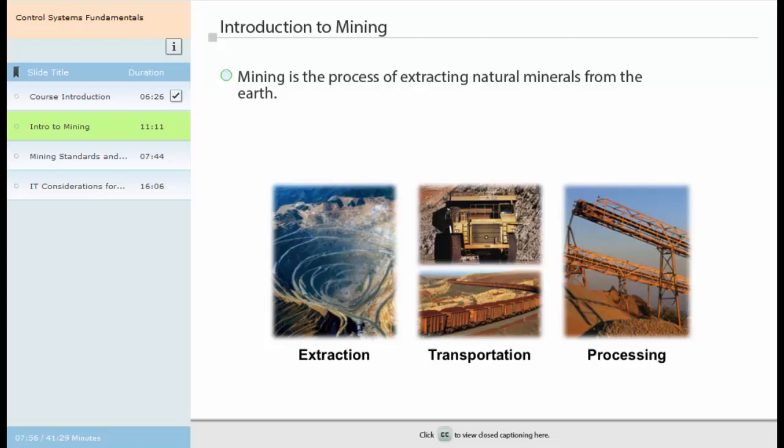Processing. In the processing phase, continuous operations are important. Process steps vary depending on the mineral, but often include separating raw materials from rock and earth and readying the mineral for commercial use. Work done in the processing phase often includes automated devices, controlled procedures, and safety and security measures.